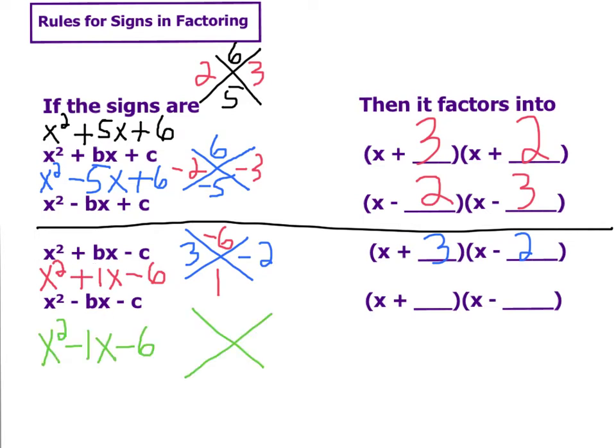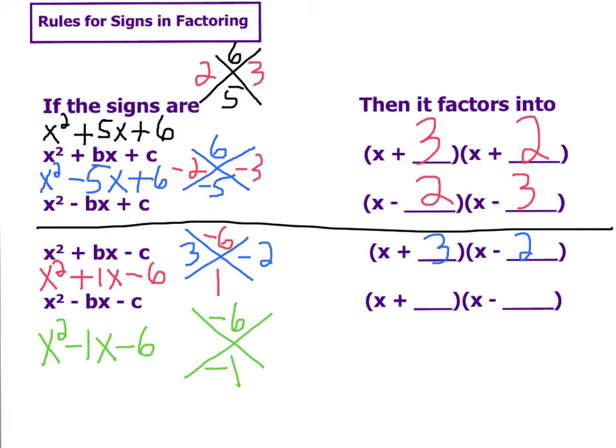Okay, and now we're going to look at this one. Here we have x squared minus bx minus c. So what do we have to do? We have to say what multiplied by what is negative 6. So I write my negative 6 here. But when I add them together, I get a negative 1.